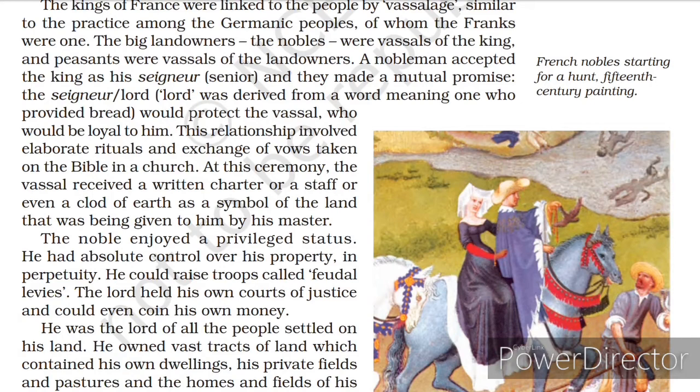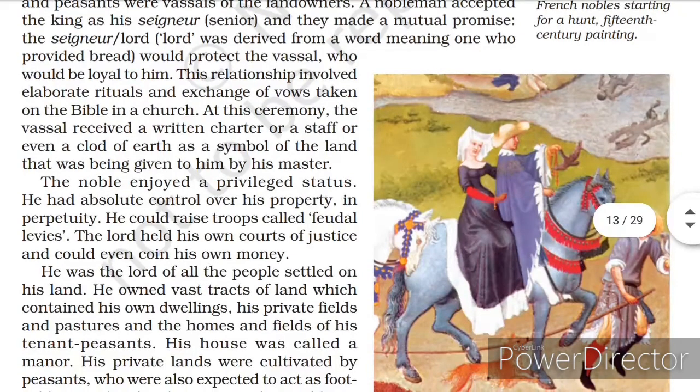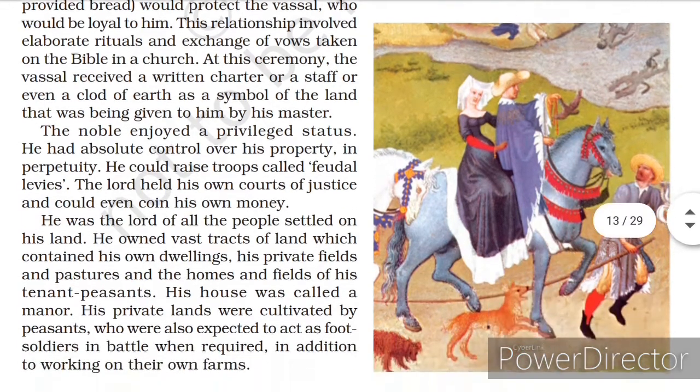Then the nobles enjoyed absolute and permanent control over his property. He was free to raise troops, known as feudal levies. He held his own court of justice and was free even to coin his own money. He was the lord of all the people living on his land. He was the owner of large tracts of land, including his own dwellings, his private fields, pastures, then homes, fields of his tenant peasants. Then his house was known as a manor.